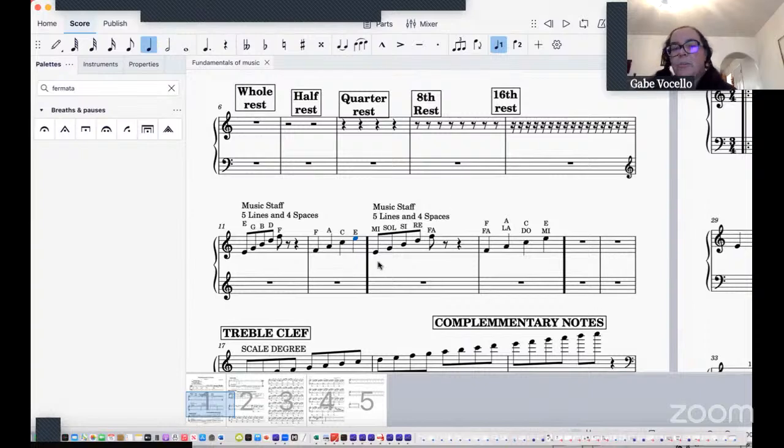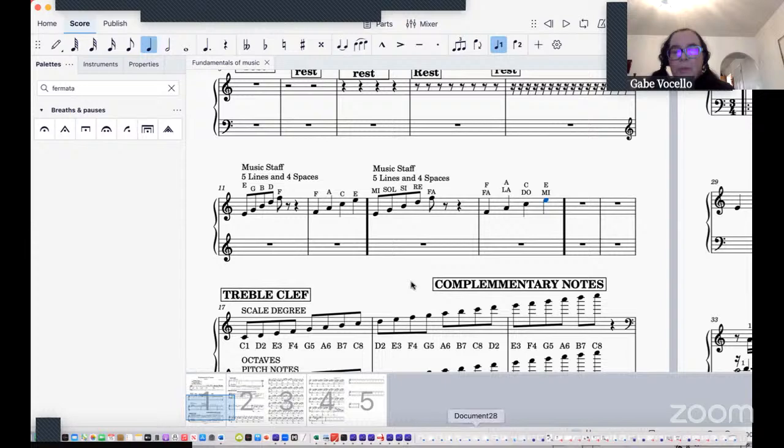In solfeggio, the first line is Mi. The second line is Sol, S-O-L. The third line is Si, S-I. The fourth line is Re, R-E. Line number 5 is Fa, F-A. The first space is Fa, F-A. The second space is La, L-A. The third space is Do, D-O. The fourth space is Mi, M-I. Those are the notes within the music staff on the treble clef.